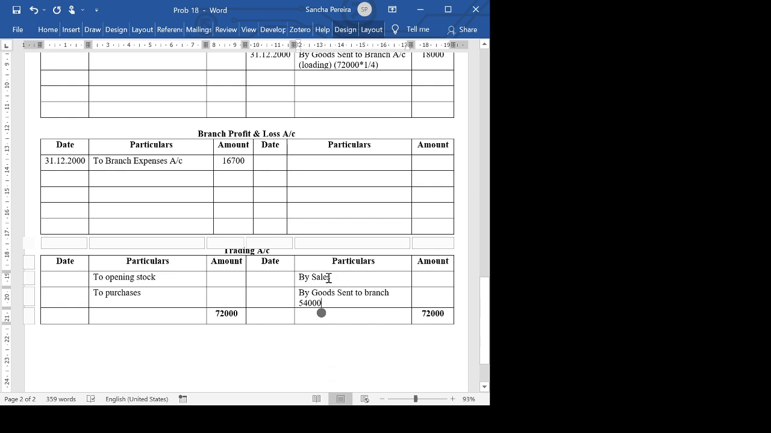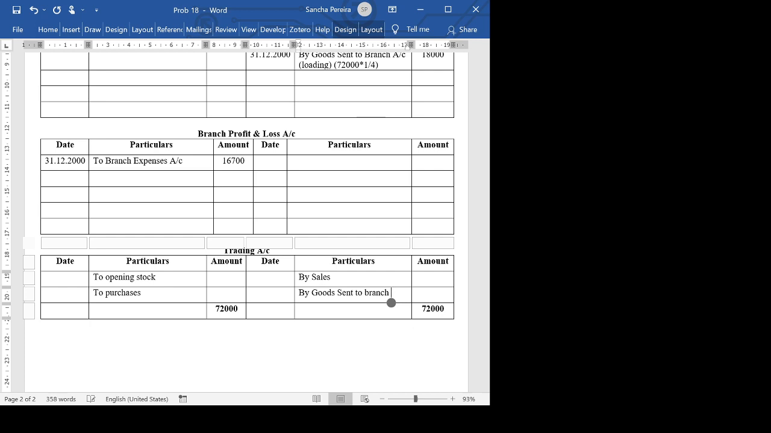So besides the head office selling to its own customers, it has also sent goods to the branch of 54,000. Okay. The actual cost of goods sent to the branch is 54,000, not 72,000. 72,000 is at invoice price. So this is how it would look in the trading account of the head office. Is that clear?